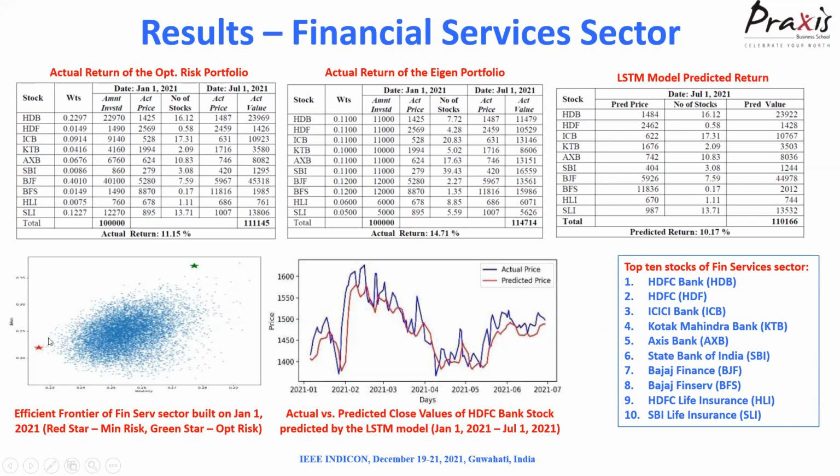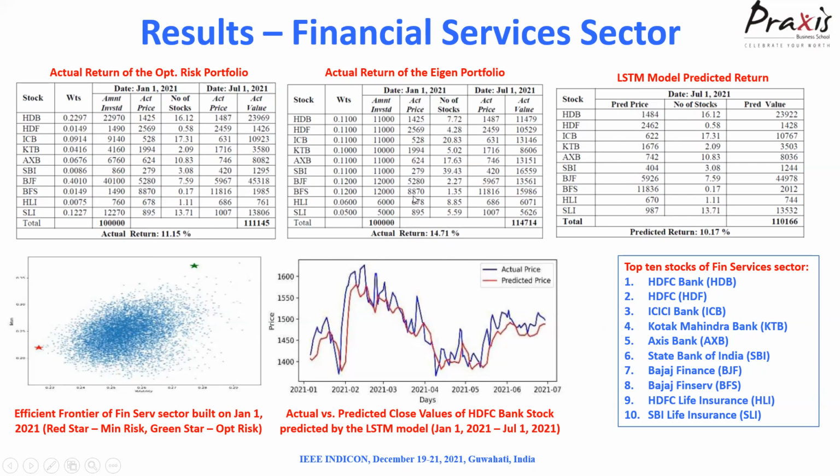And this is the efficient frontier for this particular sector. And for each of these stocks, what we did is plot the daily prediction versus the actual values of the stock prices for each of these 10 stocks. But due to lack of space, we are showing it only for the first stock, the most important one, which has the highest contribution, HDFC Bank. So we can see that for the financial services sector, the optimum risk portfolio's return is lower than the eigen risk portfolio return.